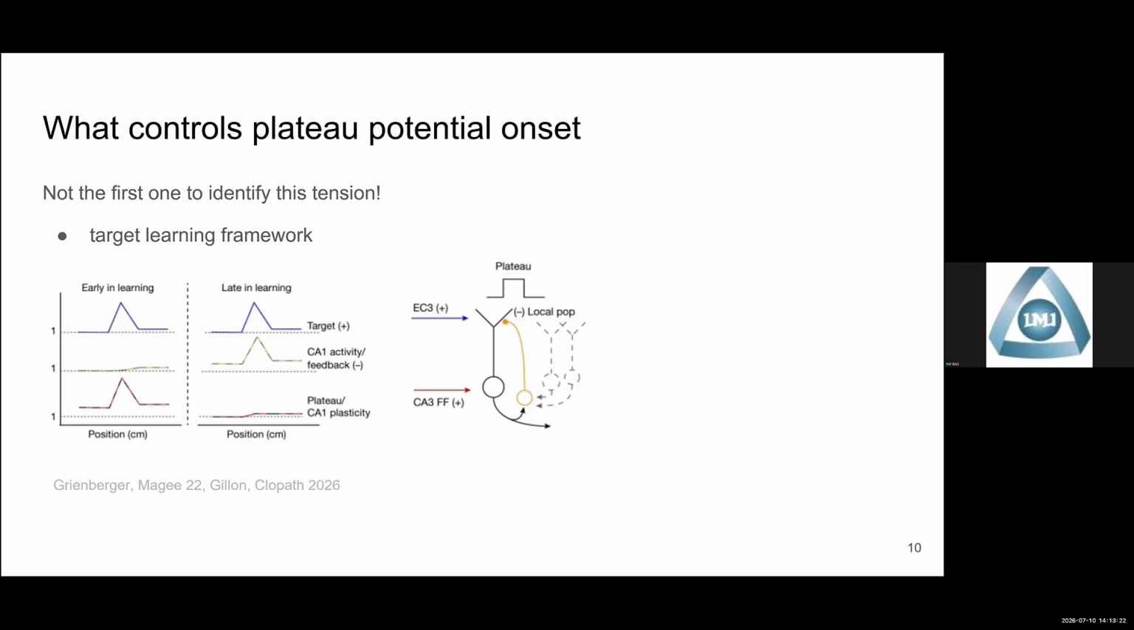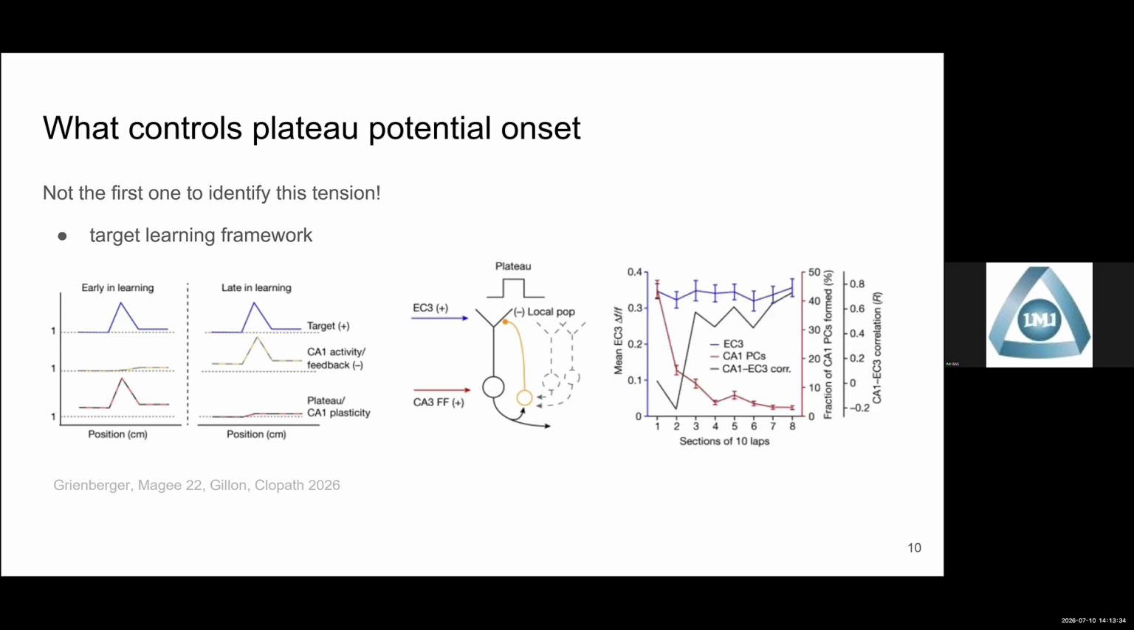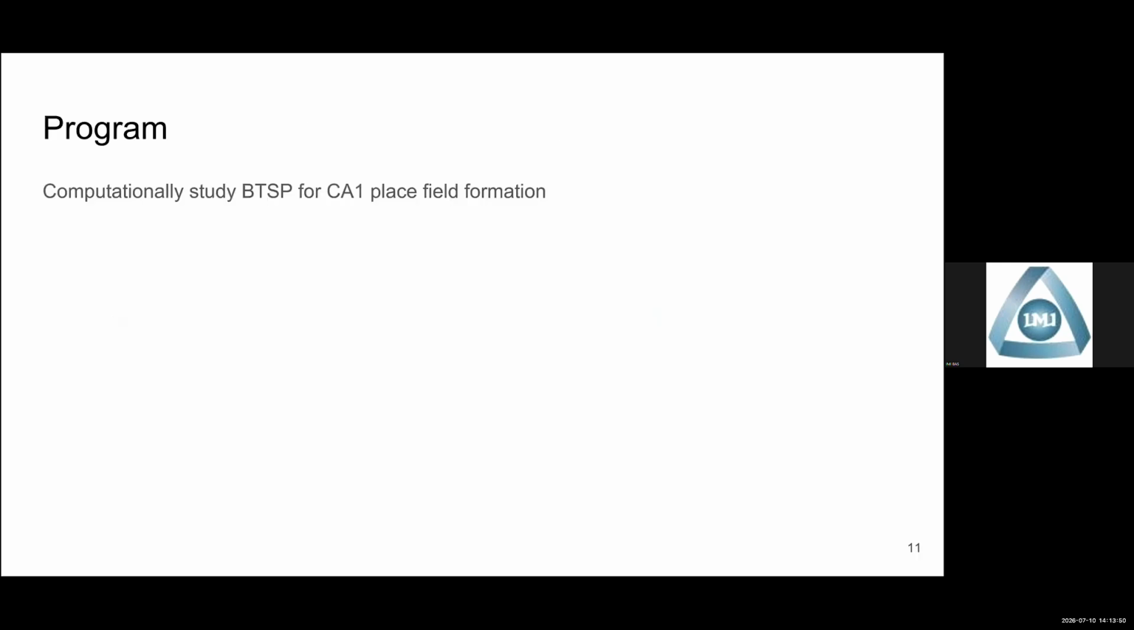Also, this is a rather peculiar architecture. You somehow need to assume that a neuron innervates another cell that then innervates back to that cell. This is what Guillaume Clopath assumed, but I find it a bit of a stretch, to be honest. Here you see again why they believe this: the EC3 input remains fairly constant, but over time, the correlation between CA1 and EC3 increases. This is why they say this. But I have a different idea, and this is what I want to talk about.